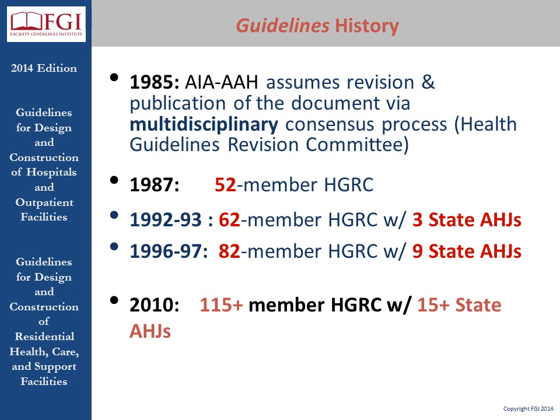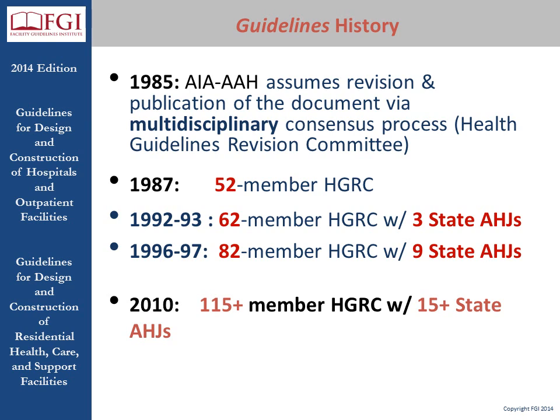And one of the first goals of the core group of individuals who took over the effort, one of their core goals was to develop a broader base for future documents. So they created a Health Guidelines Revision Committee, or HGRC. And as you can see, in 1987, that committee consisted of 52 members.